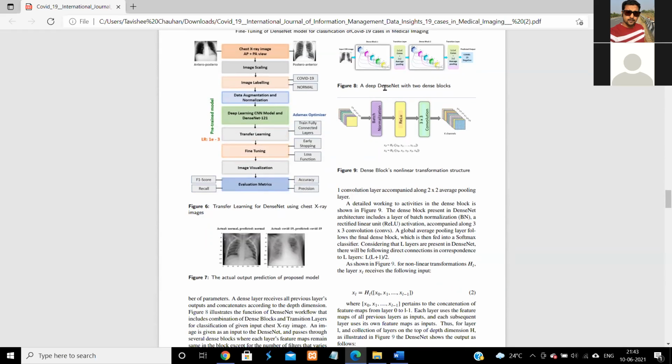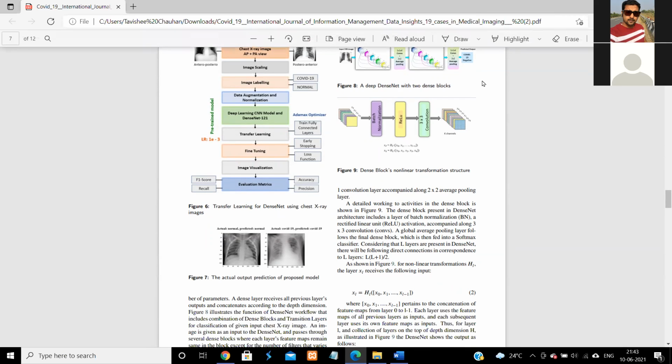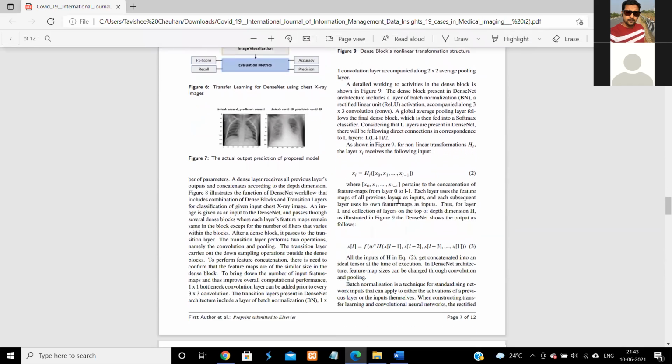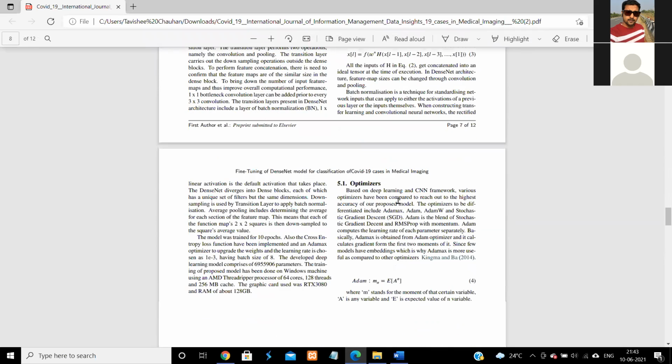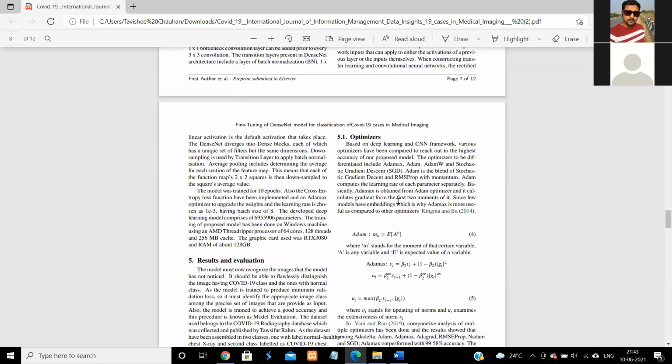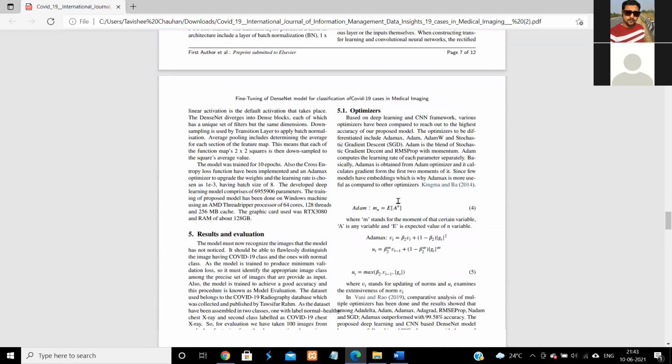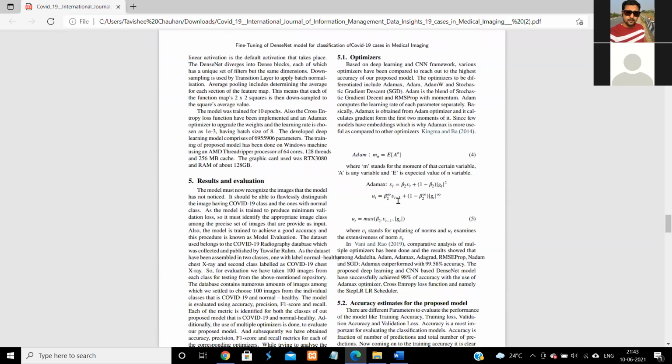Also, we have a deep DenseNet with two dense blocks. So this is the architecture of DenseNet. It explains that when we input an image, it passes through a number of blocks, and then we get the required output. After this, the next thing is we used a number of optimizers. So it was an automation of selection of optimizers from a number of optimizers.